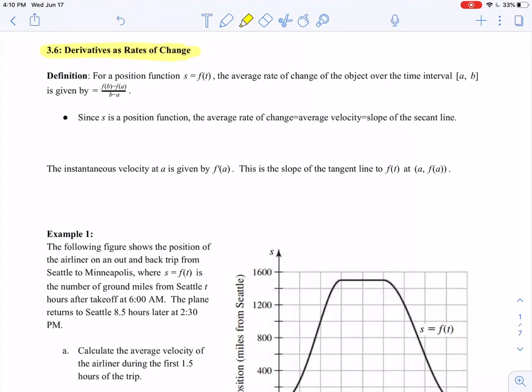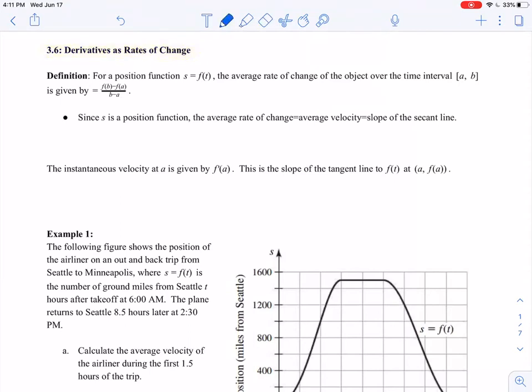what it tells us as a rate of change, particularly when it comes to position and what we can gain from looking at the derivative. So we're not learning any new derivative rules or properties, anything like that. We are solely focused on interpretation of the derivative.